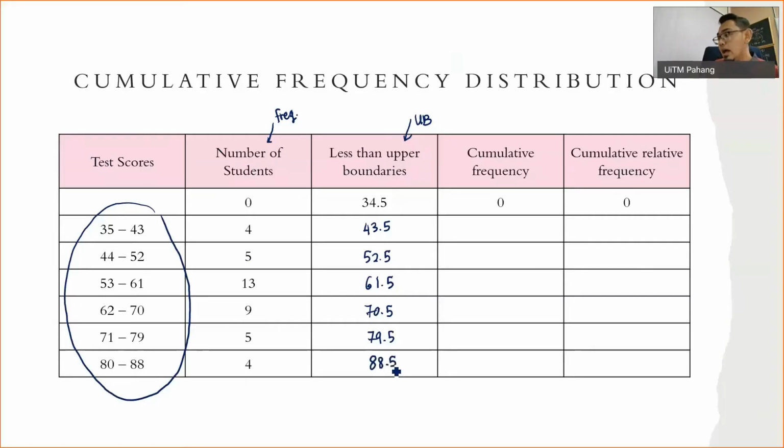So these are the upper boundaries. Less than upper boundaries means that this test score is less than this. Okay. So next, cumulative frequency.